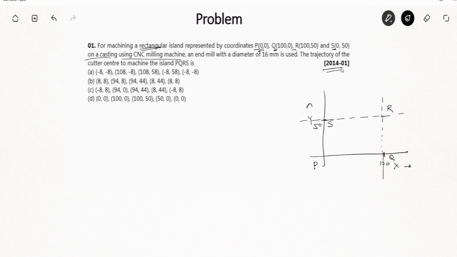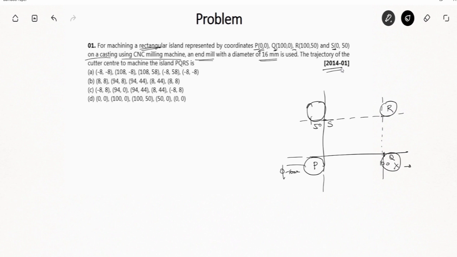They are saying an end mill with a diameter of 16 mm. Basically the process they are saying is of end milling. So how does the cutter move in end milling? Basically the cutter is moving from this. So this is the motion. Cutter is moving either this way, this way, or this way, either of the ways. And what's the diameter of the cutter? It's 16 mm. So the phi is 16 mm.